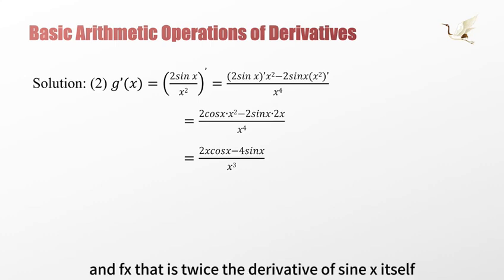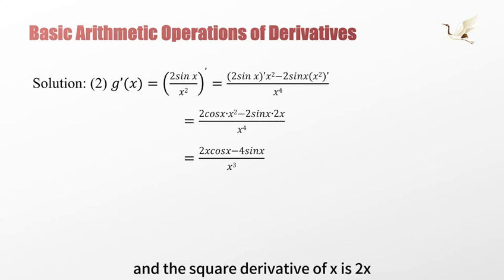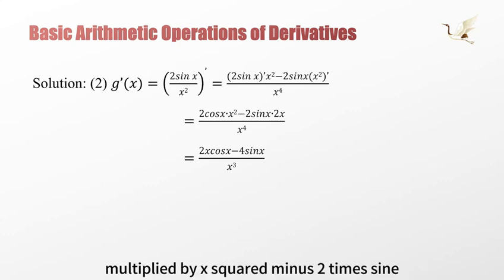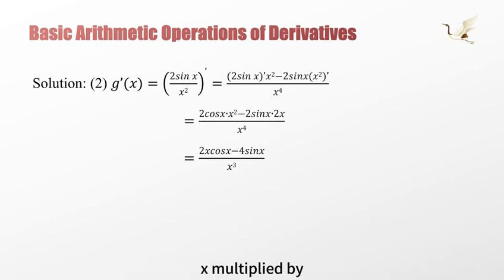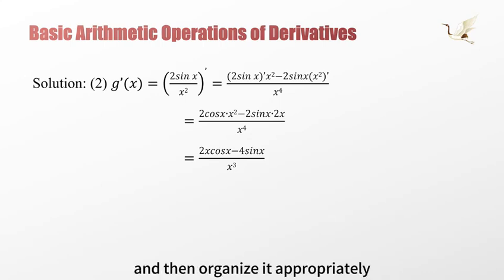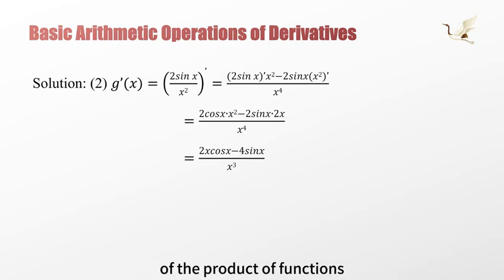That is, 2 times the derivative of sin x itself, so we obtain 2 cos x, and the derivative of x squared is 2x. In this way, we obtain the derivative of g(x) as 2 cos x multiplied by x squared minus 2 sin x multiplied by 2x, divided by x to the fourth power. Cancelling a factor of x from the numerator and denominator and organizing appropriately, we obtain the result 2 times x cos x minus 2 sin x, divided by x cubed. The structure of this quotient derivative formula needs to be accurately memorized. Especially, this structure in the numerator should not be confused with the derivative formula for the product of functions.